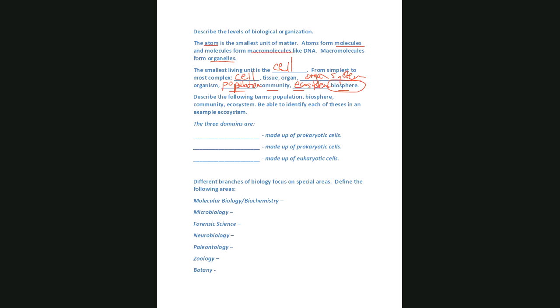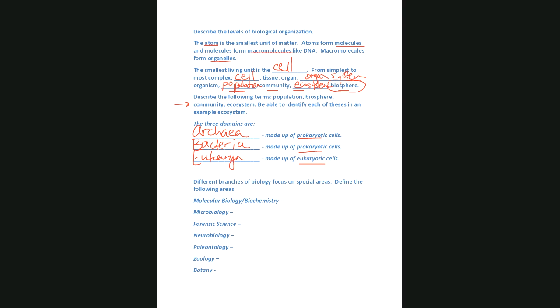So now we've described all of these. Let's talk about the three domains. So archaea is one. They're made up of prokaryotic cells, which means no nucleus. Bacteria is another, again made of prokaryotic cells, no nucleus. Eukarya, made up of eukaryotic cells, have a nucleus.